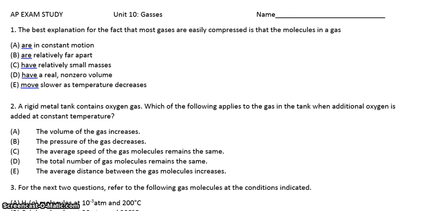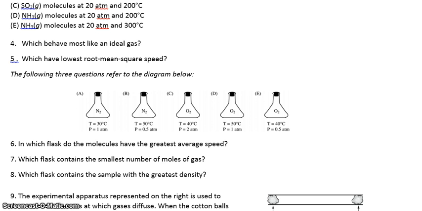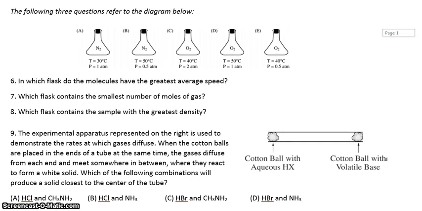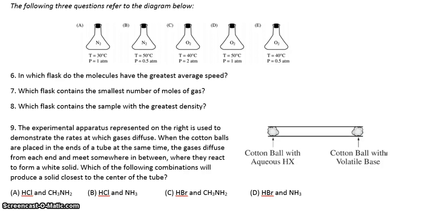This is the first video over Chapter 10 of our AP review. We'll go over the multiple choice section here. I'm going to skip down directly to number 6, 7, and 8. And in this set of questions, we've got a bunch of flasks with a bunch of different amounts of gas.